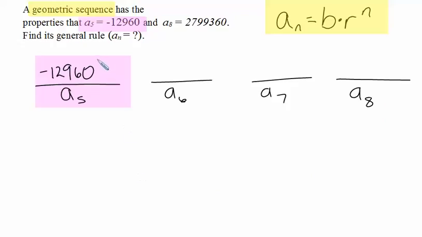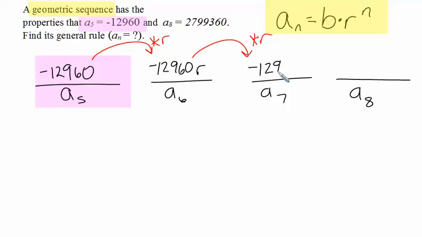The key to a geometric sequence is you're always multiplying by that common ratio, and r is that common ratio. So a6 is going to be negative 12960r. Multiply by that common ratio again, and a sub 7 is going to be negative 12960r squared. Multiply by that common ratio again, and a sub 8 is going to be negative 12960r cubed.